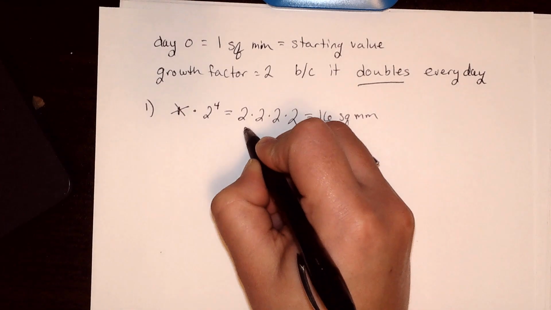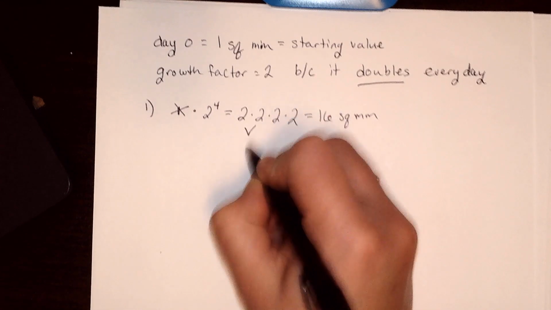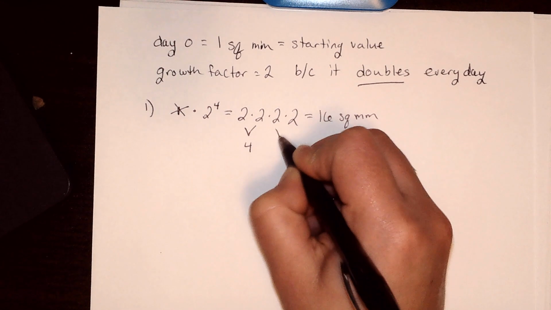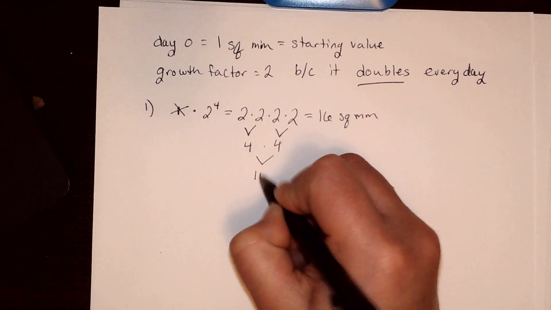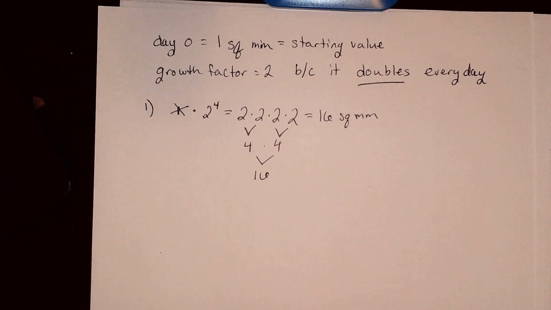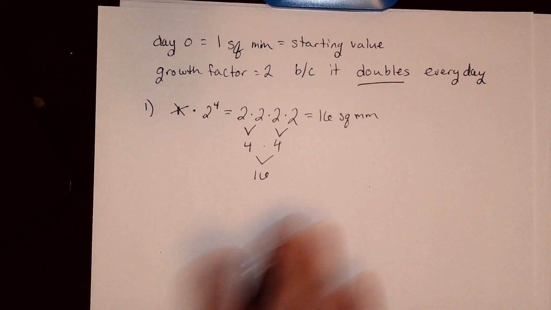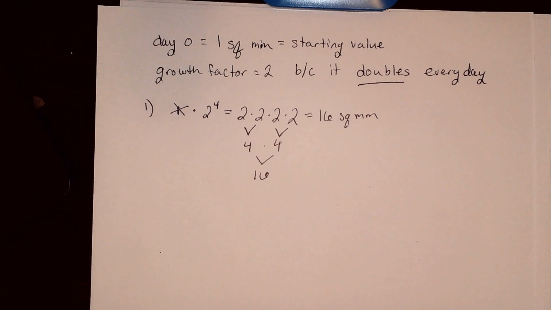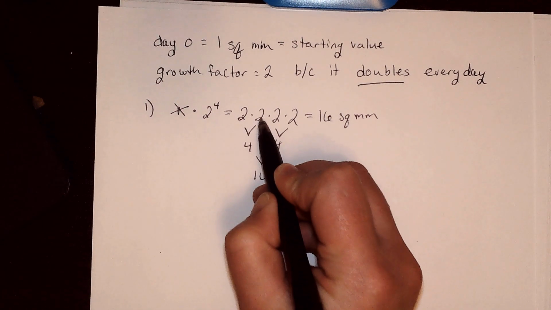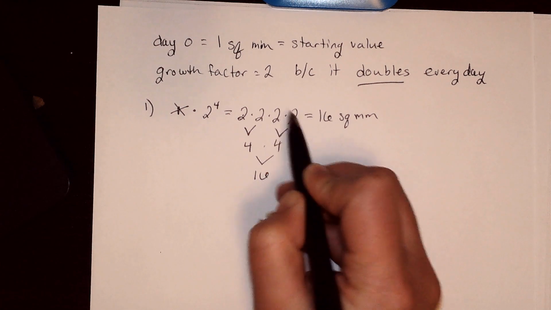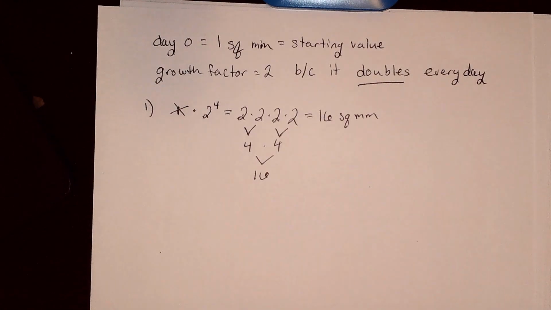So another shortcut you can use when you're writing all these out is you have 2 times 2 is 4, 2 times 2 is 4, times 2 is 16. And you can do this because multiplication is commutative. Or you could do 2 times 2 is 4, times 2 is 8, times 2 is 16.